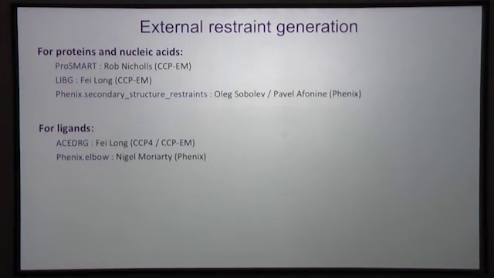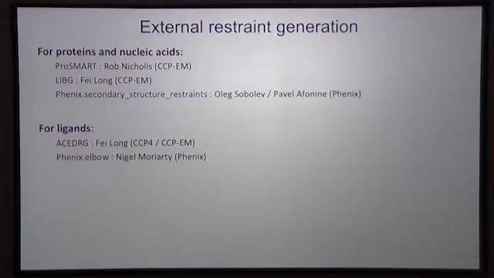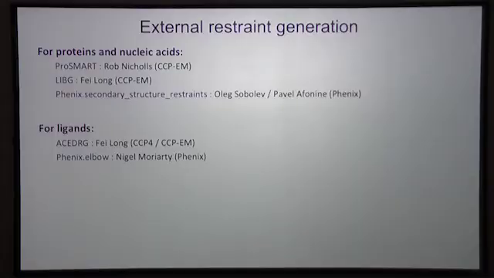And then we have external restraints. So these are additional restraints that can be added together with the standard restraints available in the refinement programs. And there's many different packages to generate these external restraints. So in CCPM, you have ProSmart for protein kind of restraints, libg for nucleic acid restraints, and in Phoenix, you have the secondary structure restraints, which generates restraints for both types of macromolecule. But these programs are often integrated with the refinement programs themselves. And then for ligands, which I'm not going to talk about, you have ACE drug from Fei Long and then Phoenix Elbow.